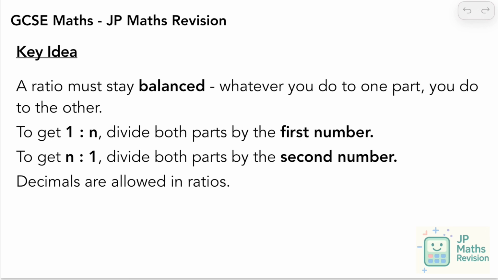So if we want to get 1 to n, we need to divide both parts by the first number, and if we want to get n to 1, we need to divide both parts by the second number. So we are allowed to use decimals in ratios.